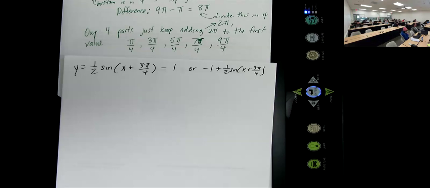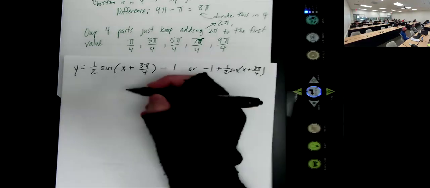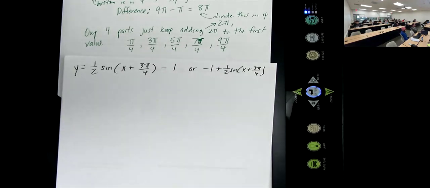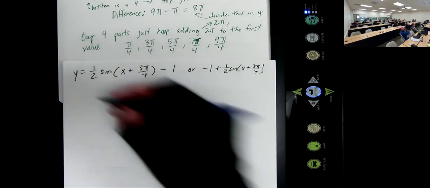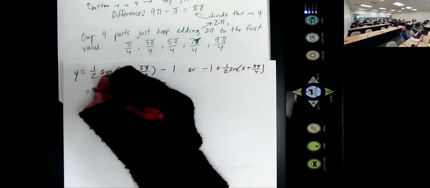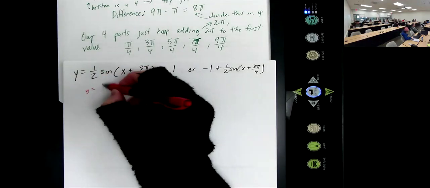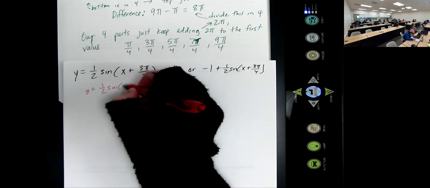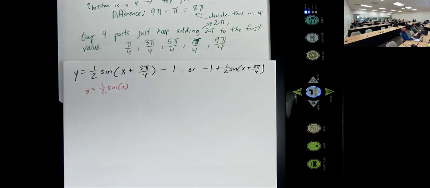Victor. So what would it be if I got rid of the shift, what would this look like? What's the equation? I'm looking at 1/2 sine x, not paying attention to shifts. So if I plot that.